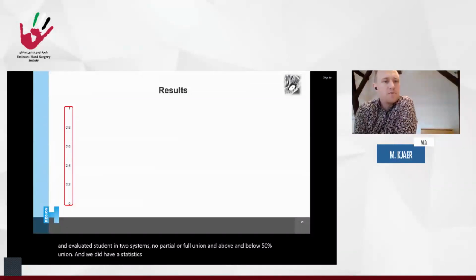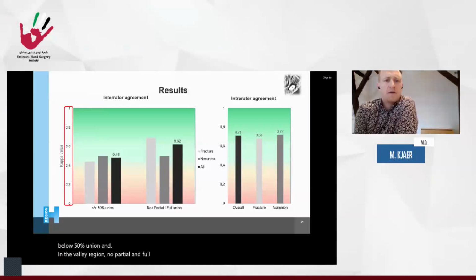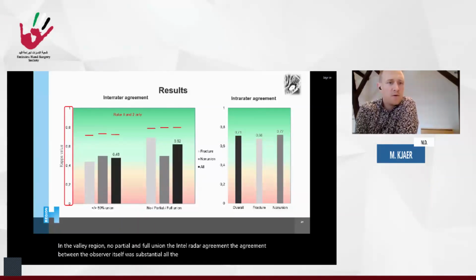0 is really bad agreement and 1 is perfect agreement. And what we found was that the agreement was moderate in the evaluation of above and below 50% union, and substantial in evaluating no, partial and full union. The intra-rater agreement, the agreement between the observer itself, was substantial all the way. If we only look at 2 of the raters, the agreement was a lot better.